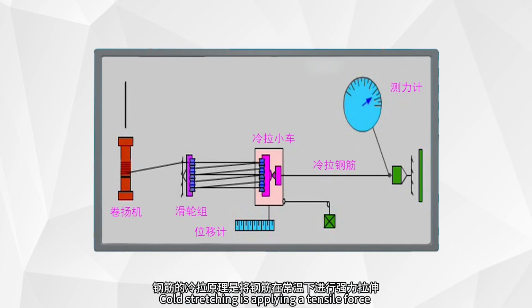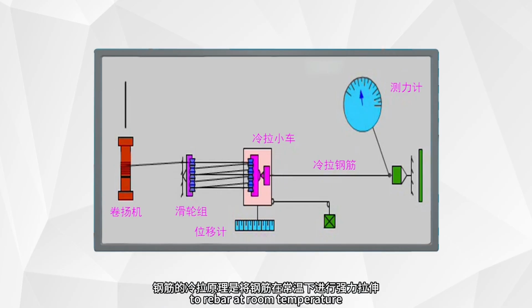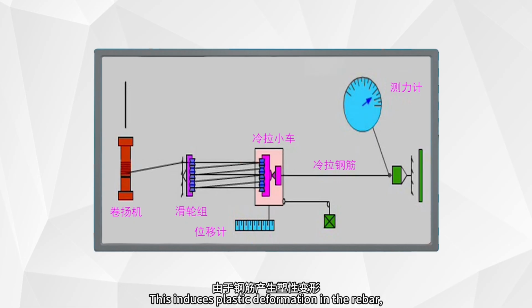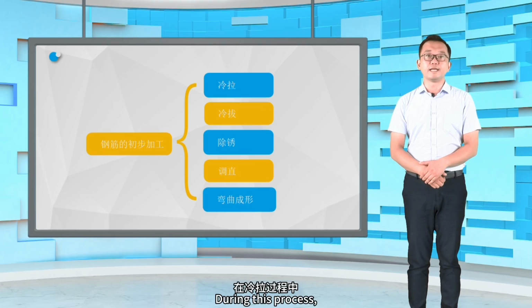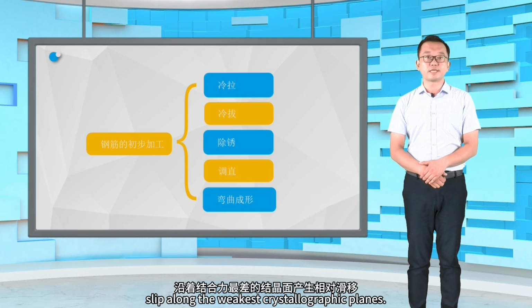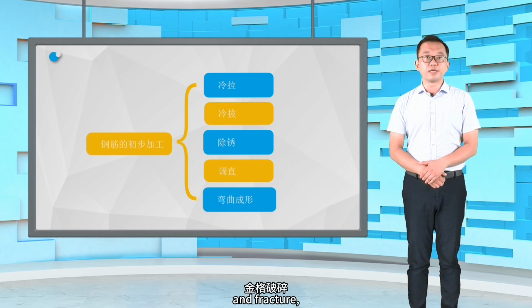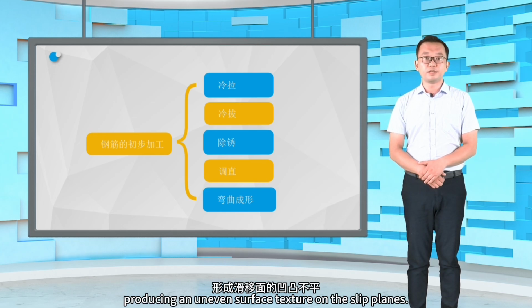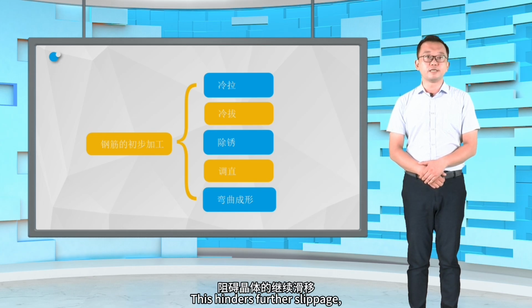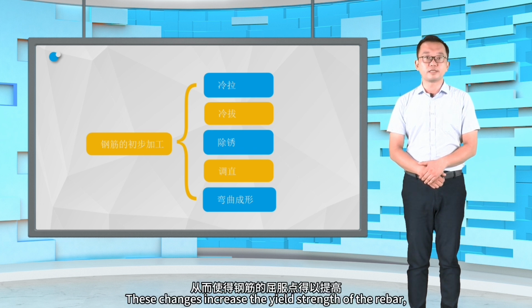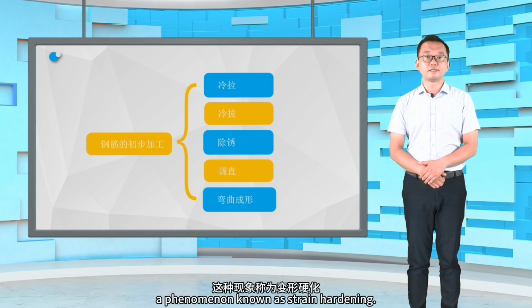Cold stretching is applying a tensile force to rebar at room temperature, beyond its yield point. This induces plastic deformation in the rebar, which is irreversible. During this process, the crystals inside the rebar slip along the weakest crystallographic planes. The crystal lattices on the slip planes deform and fracture, producing an uneven surface texture on the slip planes. This hinders further slippage, resulting in internal structural changes. These changes increase the yield strength of the rebar, a phenomenon known as strain hardening.